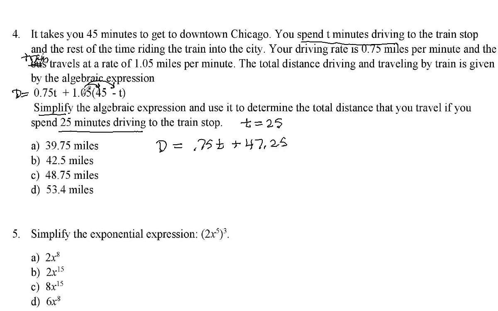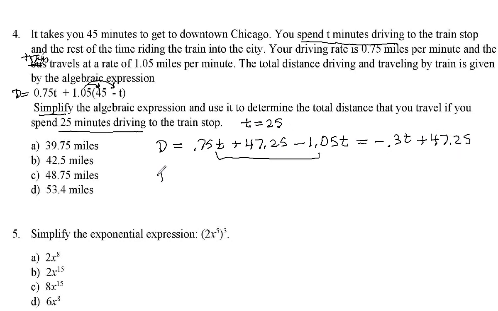And then 1.05 times negative t, minus 1.05t. And then these guys, those are like terms. So positive 0.75 and a negative 1.05 will give you a negative 0.3. So this is negative 0.3t. And then we've got that 47.25 left over. So there's our simplified expression.